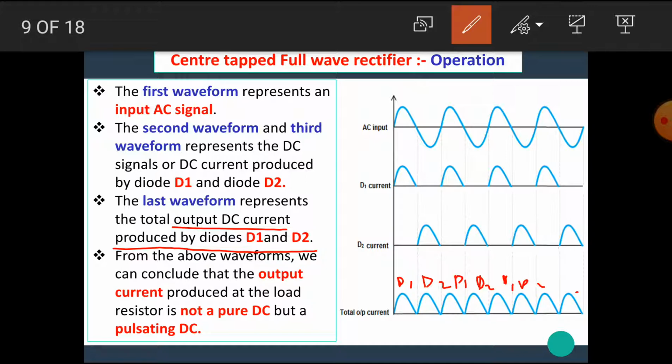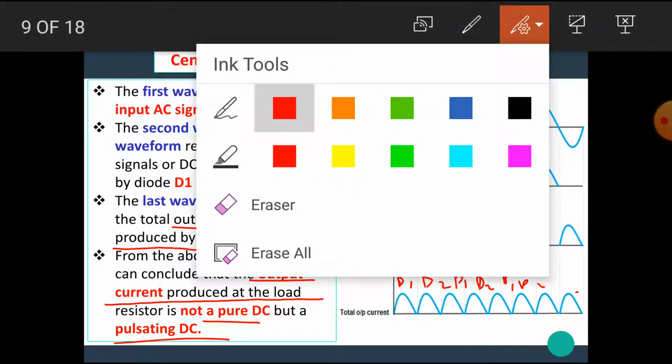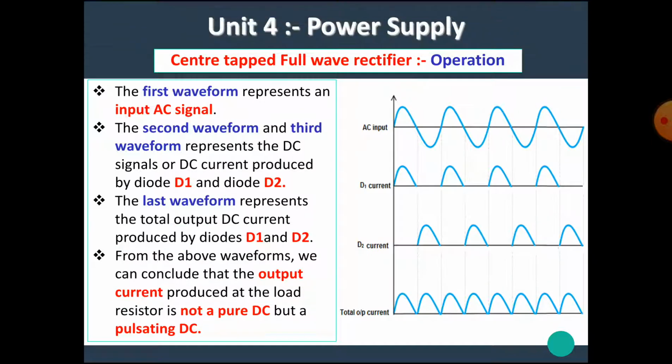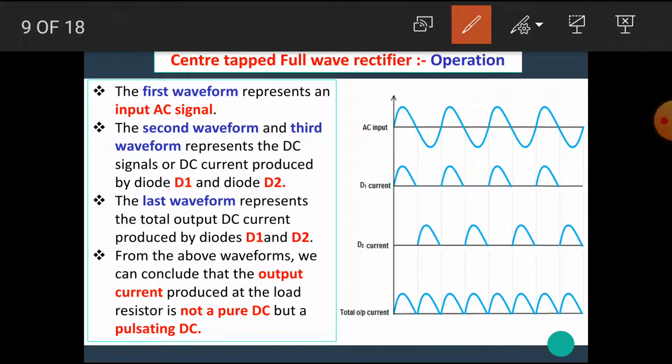From the above waveform, we can conclude that the output current produced by the load is not pure DC but a pulsating DC. Here we get the output in DC form. We can say this is the DC form because there are no negative values in this waveform. We only get positive values. Hence, we call this waveform the DC voltage.